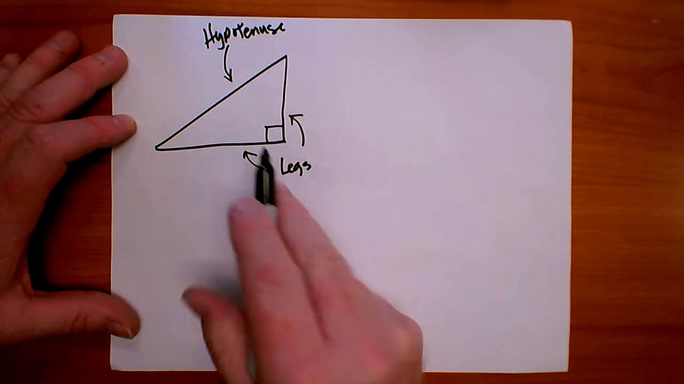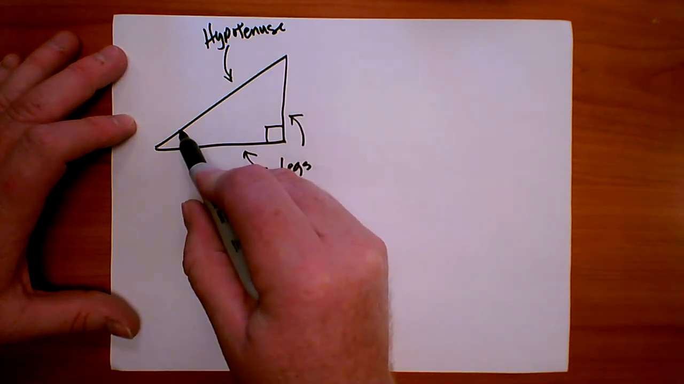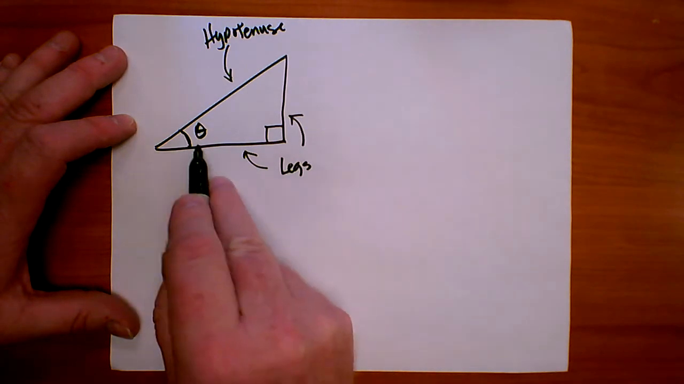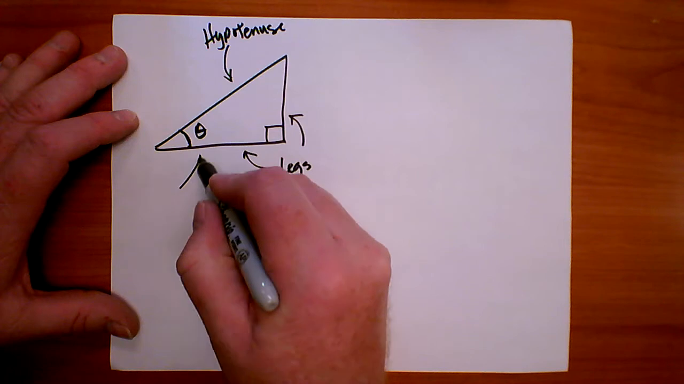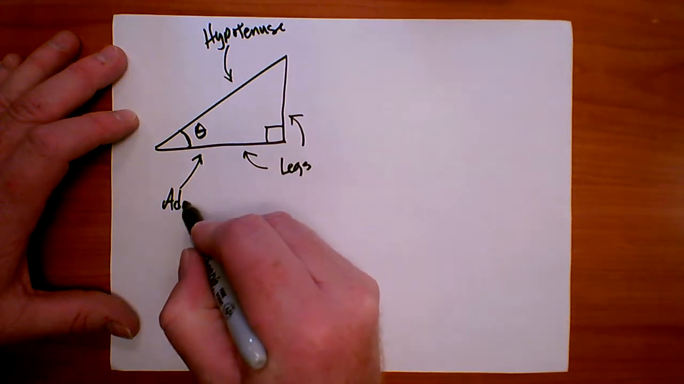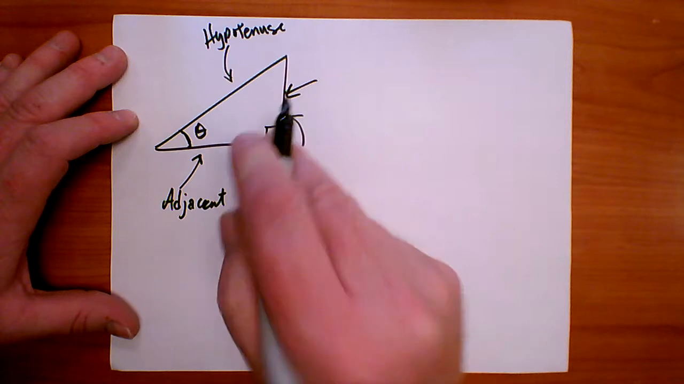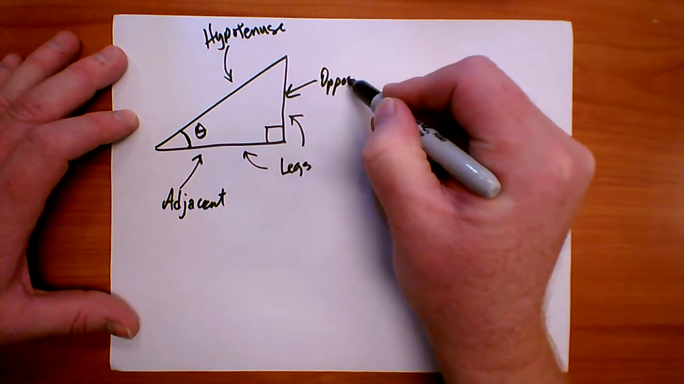Now, in a right triangle, if we have one of the corner angles that's known, I'm going to use this one for this example. So let's just call this theta. This is theta. Then the leg that is touching the known angle theta, the corner angle theta, is called the adjacent leg. And the leg that is not touching, the one that is opposite this angle, is referred to as the opposite leg.